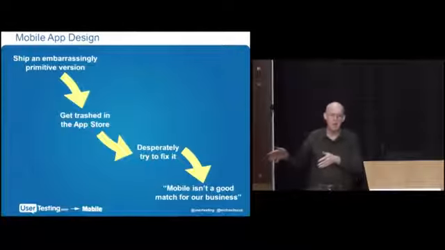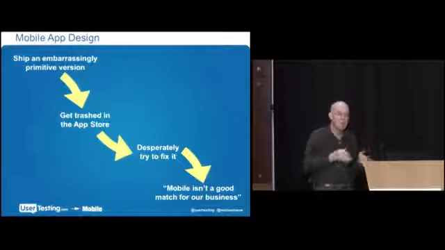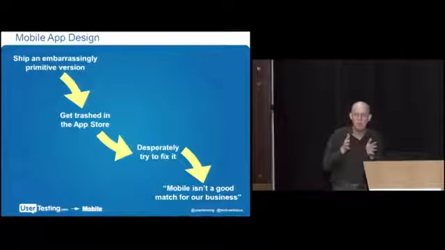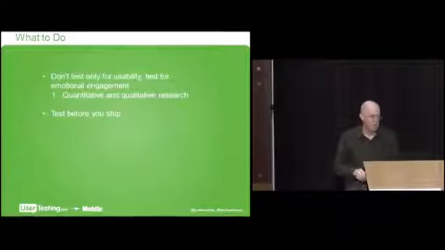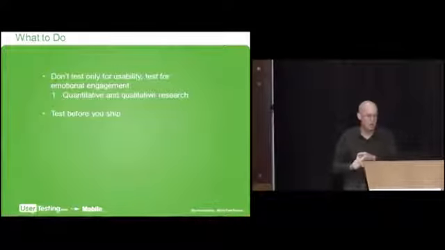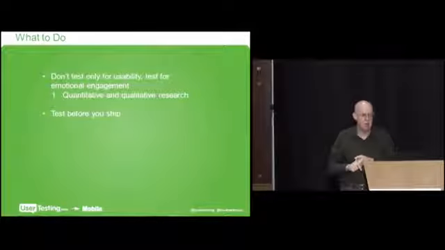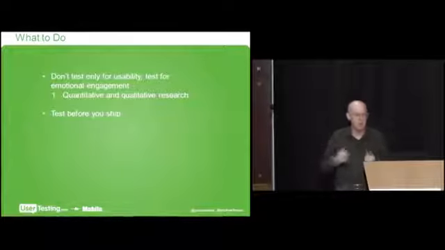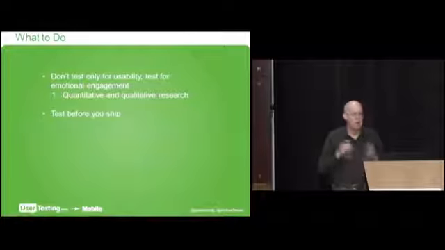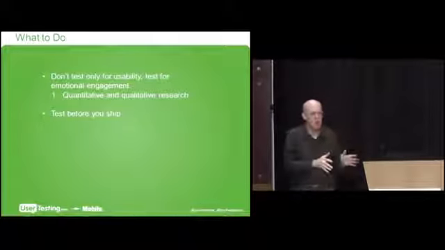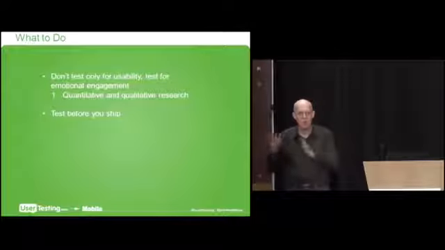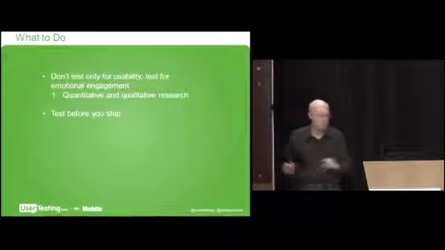And it's not actually that at all. It's that they came at mobile in the wrong place because they treated it like a PC website. And that's where the mistake is. So what should you do? Well, the first thing is don't only test for usability. You want to test for emotional engagement as well. It's really getting a good balance of quant and qual. And you want to test before you ship. If the PC web world is ship early, ship often, the mobile world is test early, test often prior to shipment.